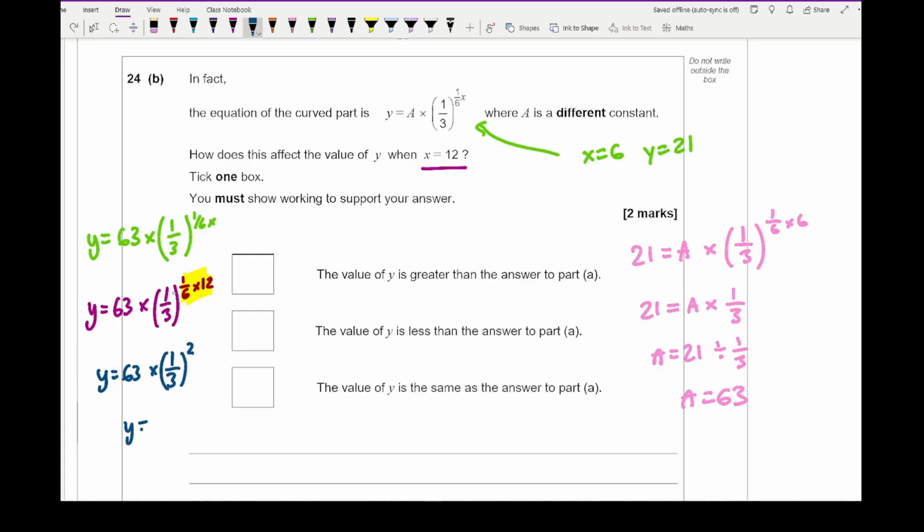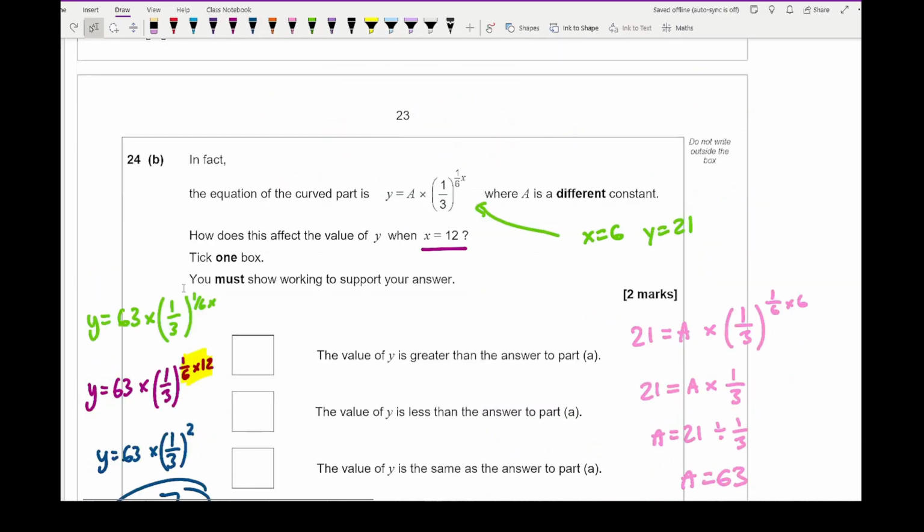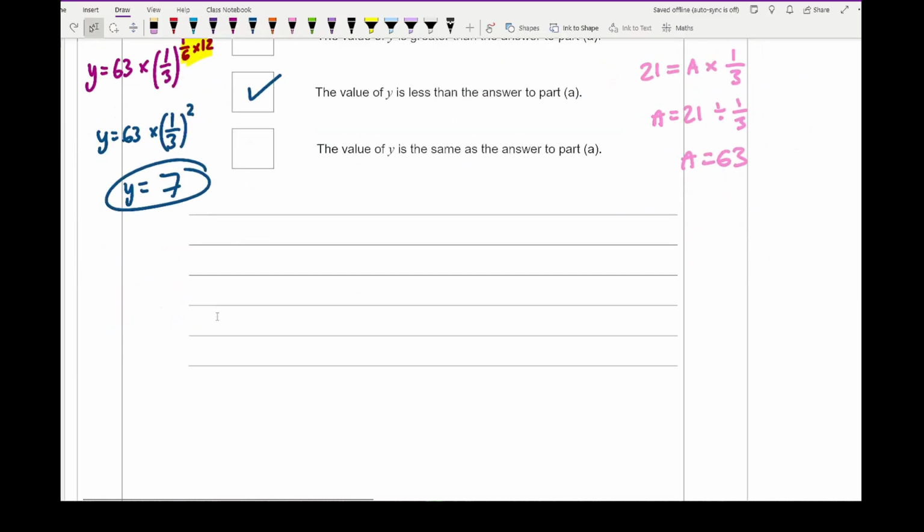Now if I type that into my calculator, 63 multiplied by bracket 1/3 to the power of 2, I get an answer of 7. So comparing 7 to the y value I got in part A, which is 10.5, it's going to be less. So we need to tick the middle box.